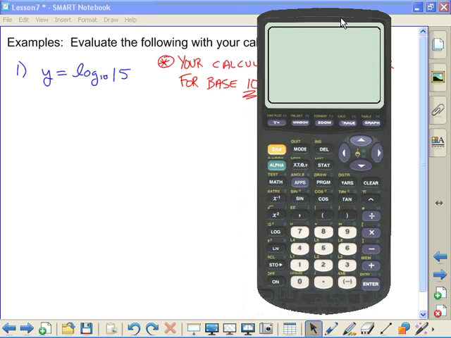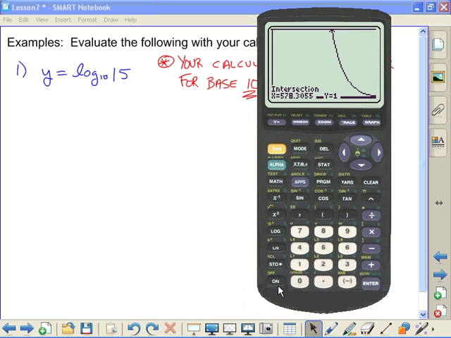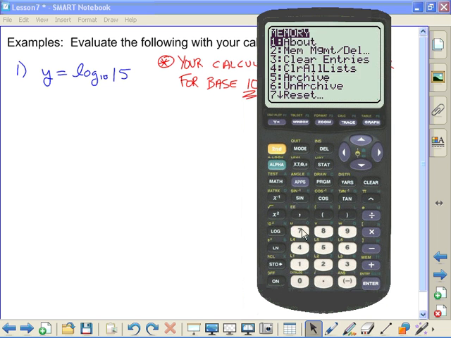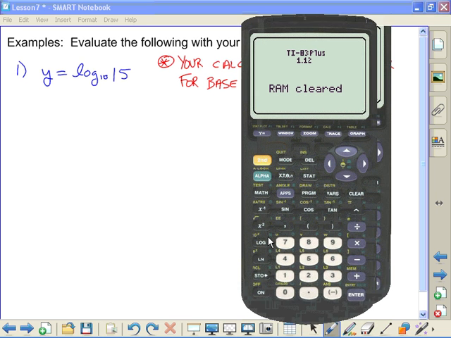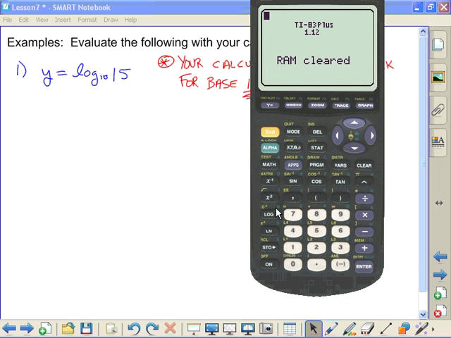So I got my calculator out, all set to go. So how do you plug this in? You hit your log button. The log button's located right here where my arrow's pointing. Okay, if you're using your own calculator, you've got to find the log button.